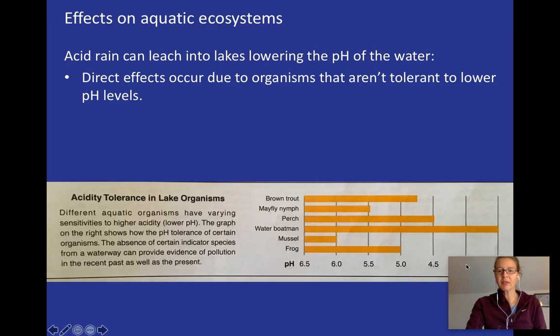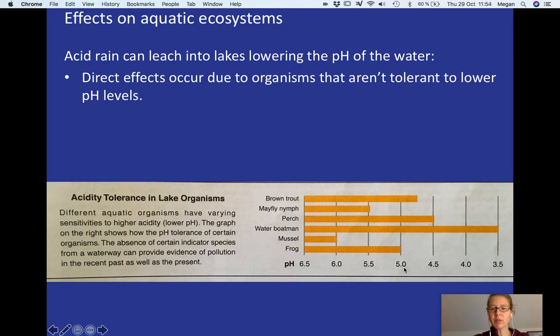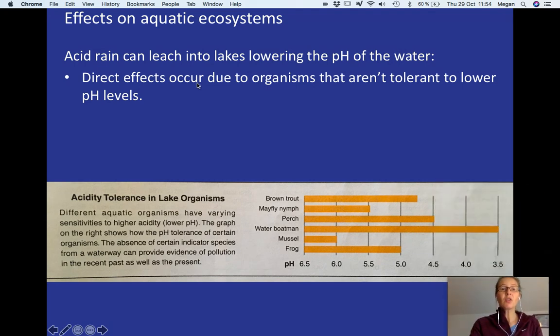So you can see here's a little graph showing the tolerance range of a lot of different organisms. You can see mayfly nymphs and mussels and things like that, they don't do well in the lower pHs. You're not going to see them down here. In fact, in a really acidic lake, you're going to find this organism called the water boatman. Not sure what that is. Looks like perch can handle a little bit more acidic, but again, once you start getting to less than 5, you're going to be losing a lot of organisms. Okay, so directly affecting organisms that are not tolerant to lower pH levels, because every organism has a tolerance level.